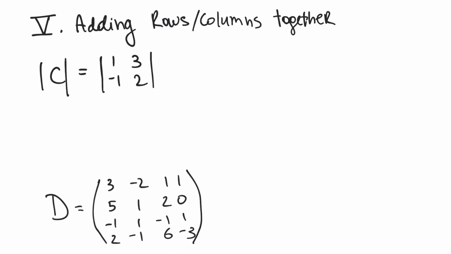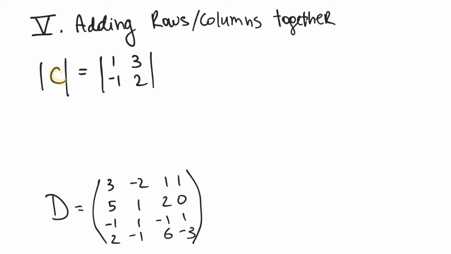Lastly, we have our matrix C, and let's see what we can do here. And the last property I want to tell you about is that you can add rows or columns together by multiplying them by a non-zero factor. So it could be 1, it could be -1. As long as it's not 0, you can do it.